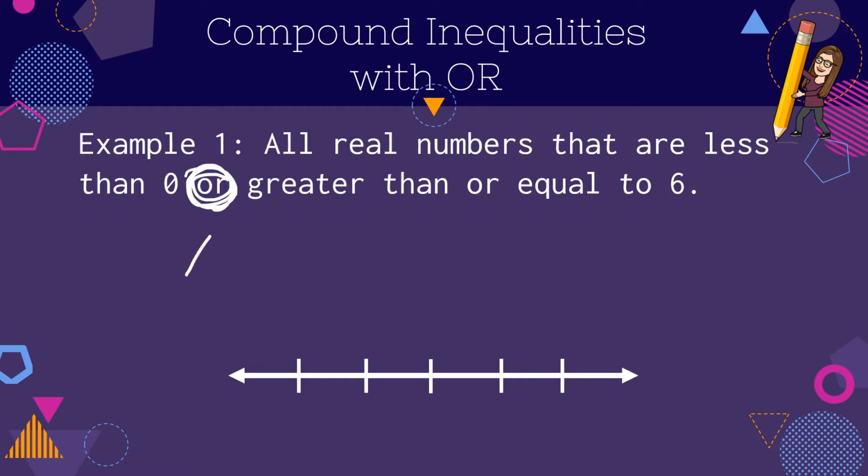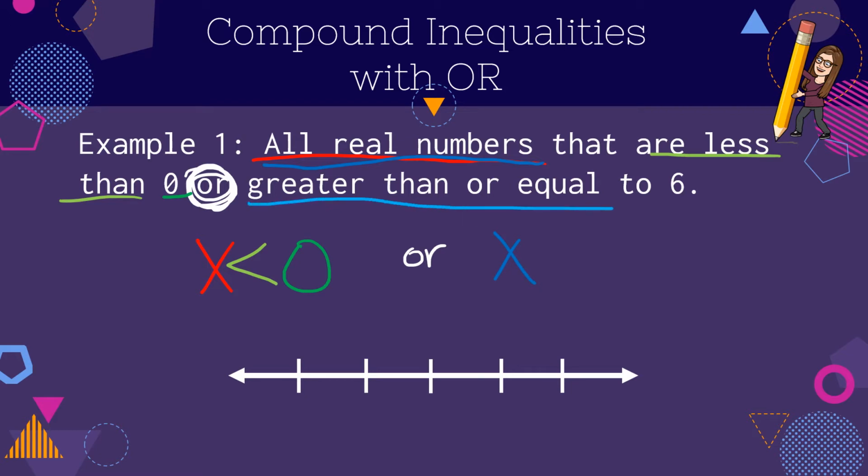All real numbers, that's an X. Let me color code that actually. All real numbers, X, that are less than 0. Or all real numbers, I'm going to repeat myself because that's what that sentence means, all real numbers that are greater than or equal to 6.